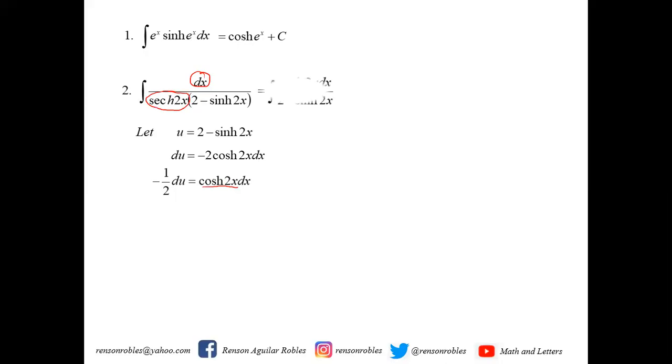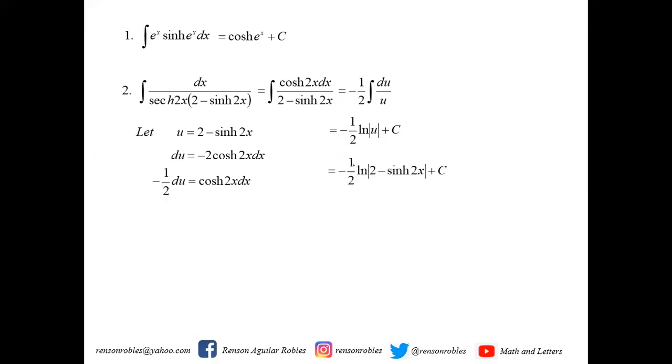And that will lead us to the integral of cosh 2x dx all over 2 minus sinh 2x. And this can now be written as, this cosh 2x dx is our negative 1/2 du, and this one is our u. So we are now of the form negative 1/2 integral of du over u. And this du over u will lead us to an ln. That's negative 1/2 ln of u plus c, and therefore that will lead us to negative 1/2 ln of 2 minus sinh 2x plus c.